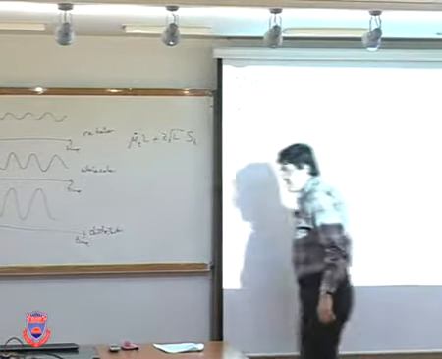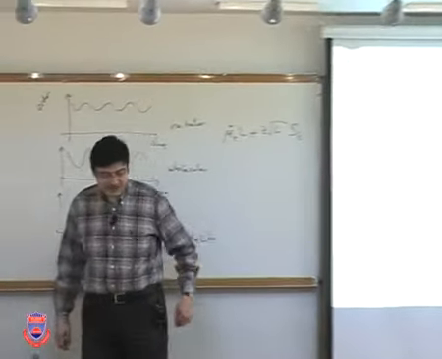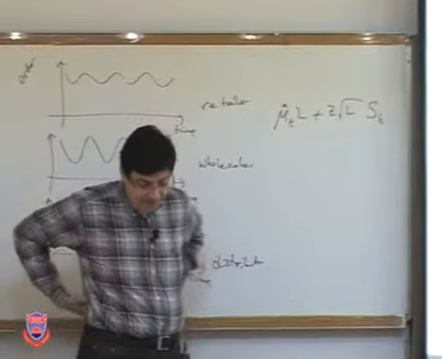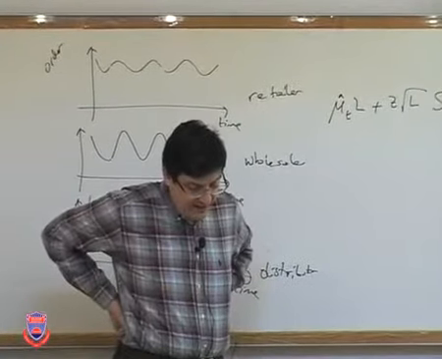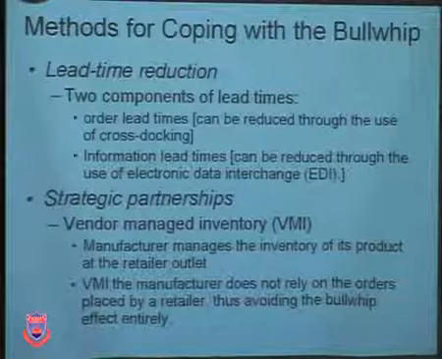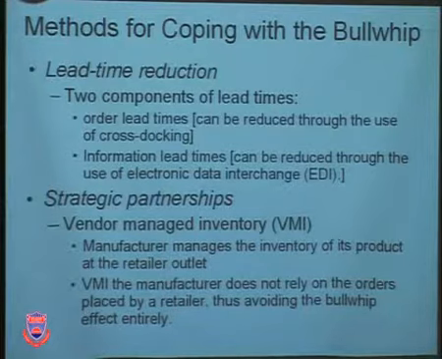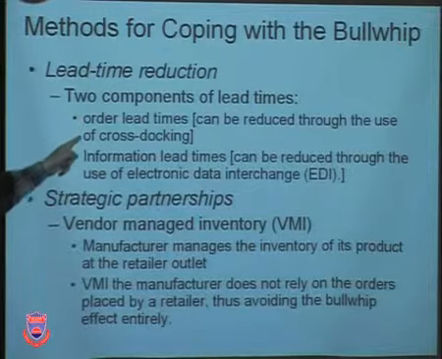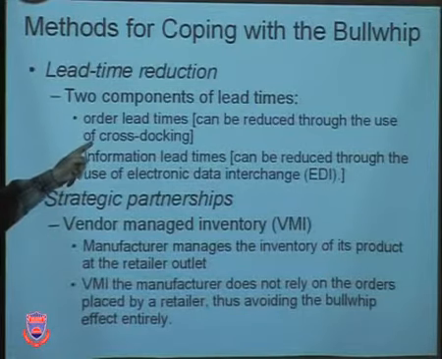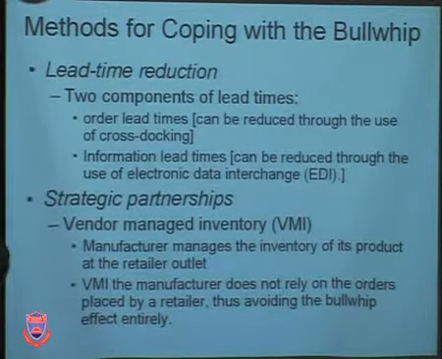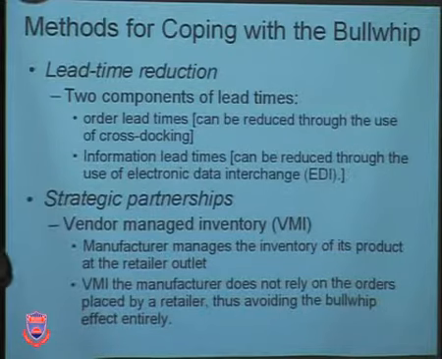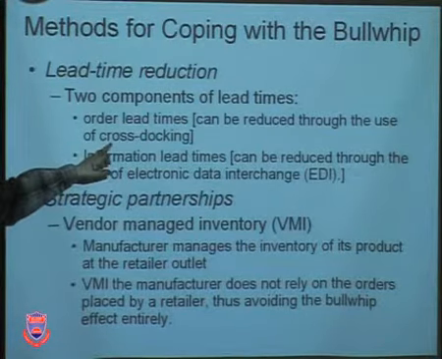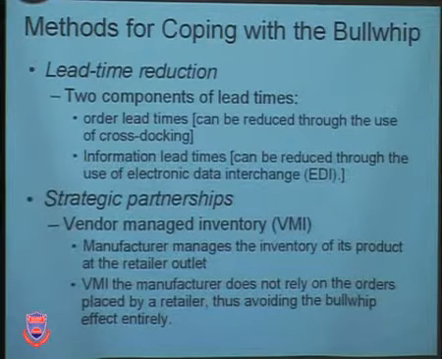Okay, now let me continue with the methods of coping with the bullwhip. Now, we can reduce the lead time. Of course, now I'm going to relate to the things that we have done previously. For example, you can reduce the order lead times. How are you going to reduce that? By using this cross-docking mechanism. Instead of direct shipment, if you use cross-docking, it means that you're going to have more information. So you can reduce the lead time by using cross-docking.